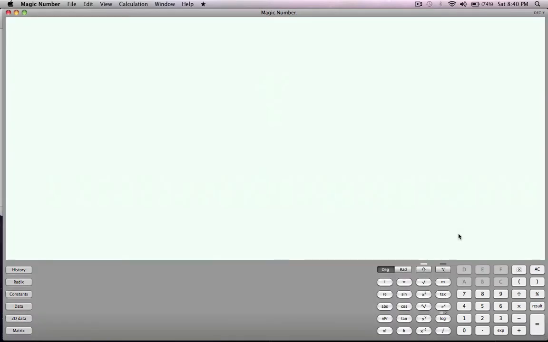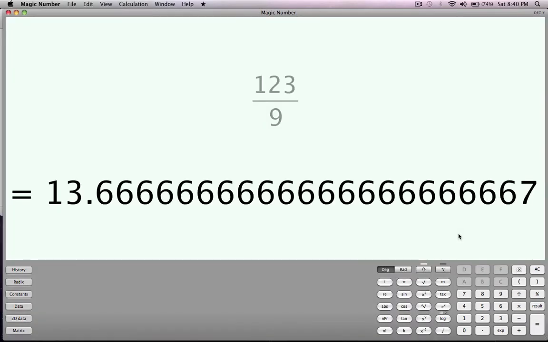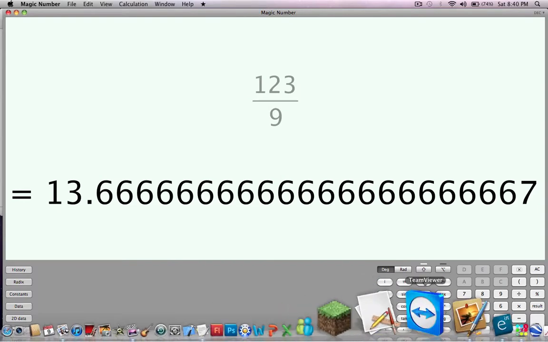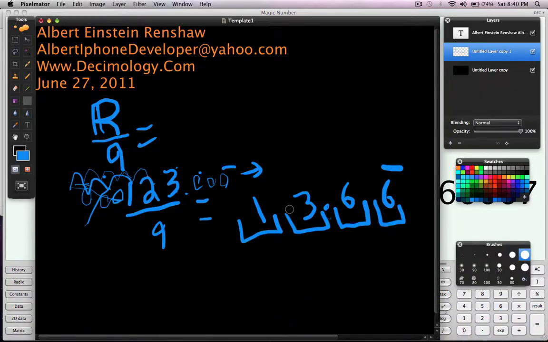Let's check that. 123 divided by 9, 13.6 bar. Cool. And the same thing applies to this rule as did the times 11 rule.